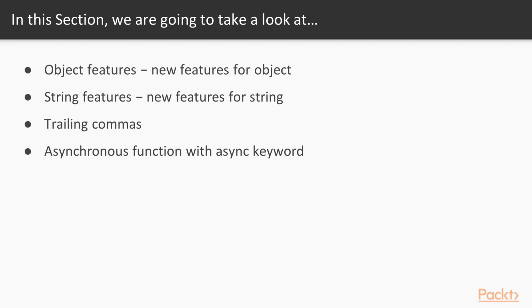We look at some of the object features that have been added as part of ECMAScript 2017. Then we follow up with the string features that are available for the string object. Then we look at trailing commas, one of the new features available for param lists and function calls. Finally, we end this section by looking at how to create an asynchronous function with the async keyword.